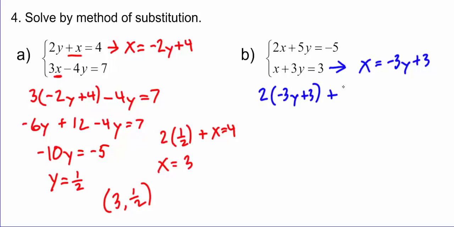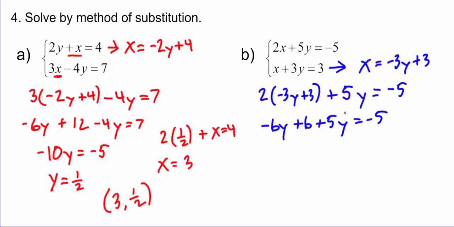So what I'm doing now is I'm plugging in that value for x into the first equation, and we'll have negative 6y plus 6 plus 5y equals negative 5. This is the time where we would combine like terms, so I'd have negative y. I can subtract 6 and I get negative 11, and some quick division by negative 1 gives me y equal to 11.